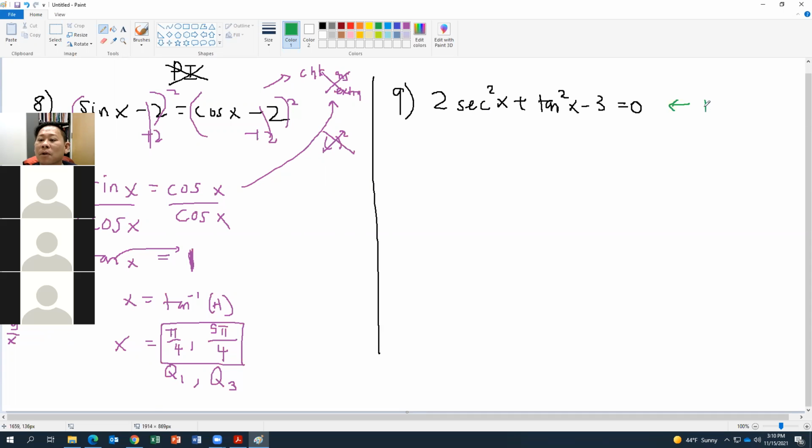Secant. So we want to change everything to tangent because we are familiar with tangent, because the unit circle has tangent. If you do secant, you have to do the reciprocal. So that means we have to change this to become tangent. Can someone tell me what we can do with this to change it to tangent?